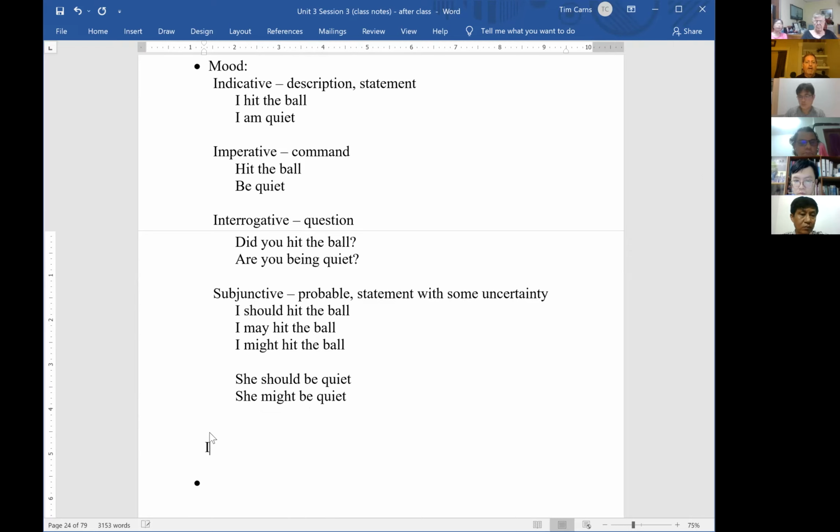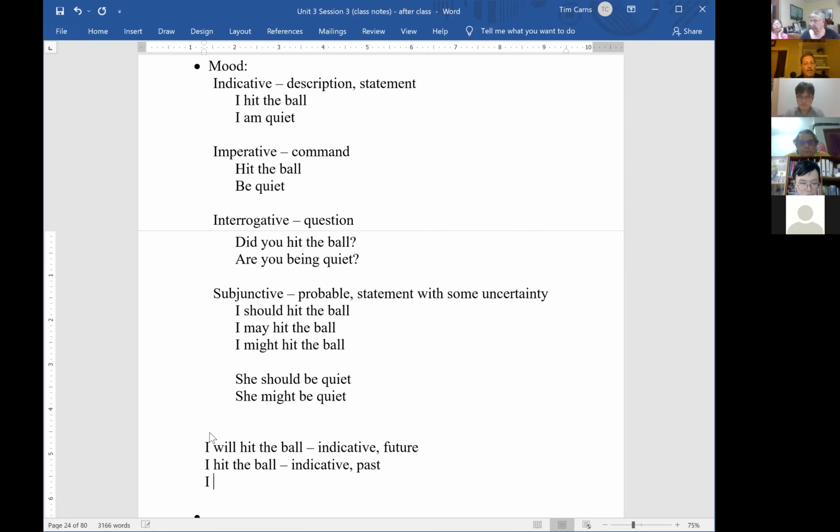All right, I will hit the ball. This is indicative. It's making a statement of fact, but notice it is the future tense. The action hasn't happened yet. It's going to happen. I hit the ball is, again, a statement of fact. It's indicative, but it's past tense, right? It's an action that I already did. I am hitting the ball. That's indicative again, but it is in the present.